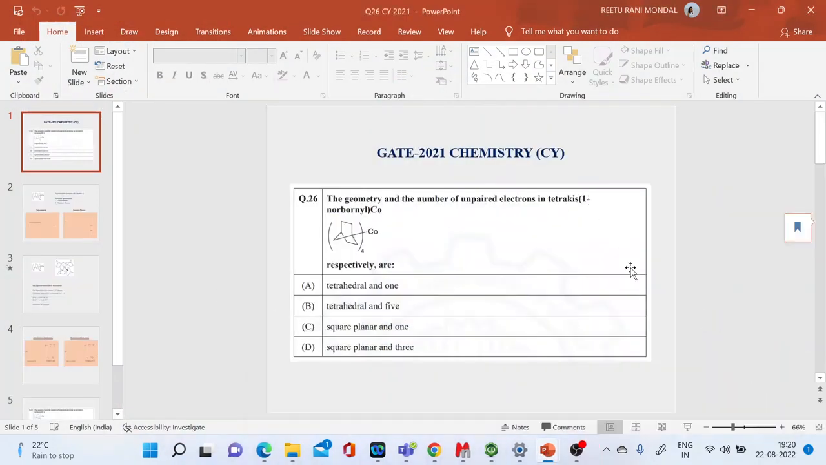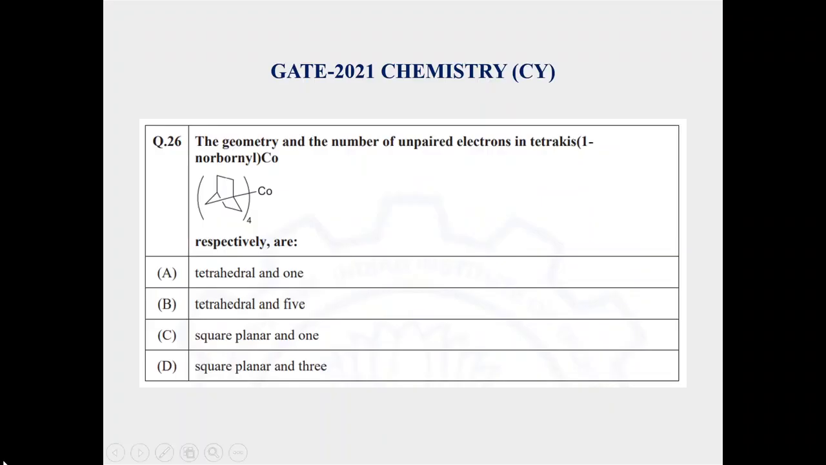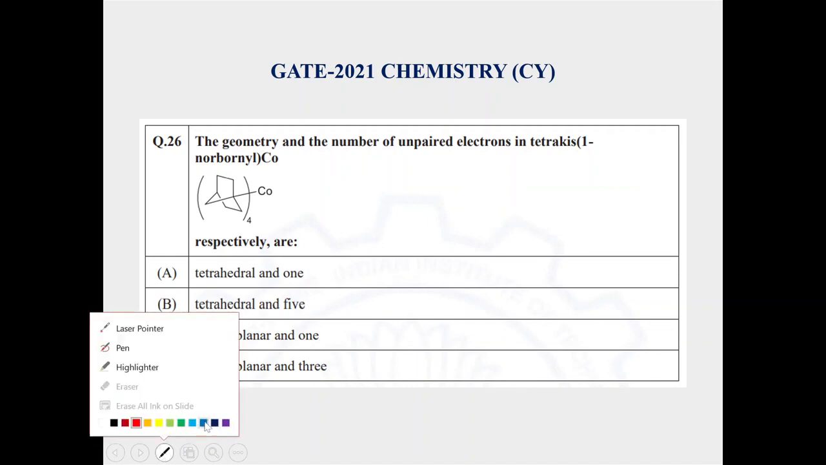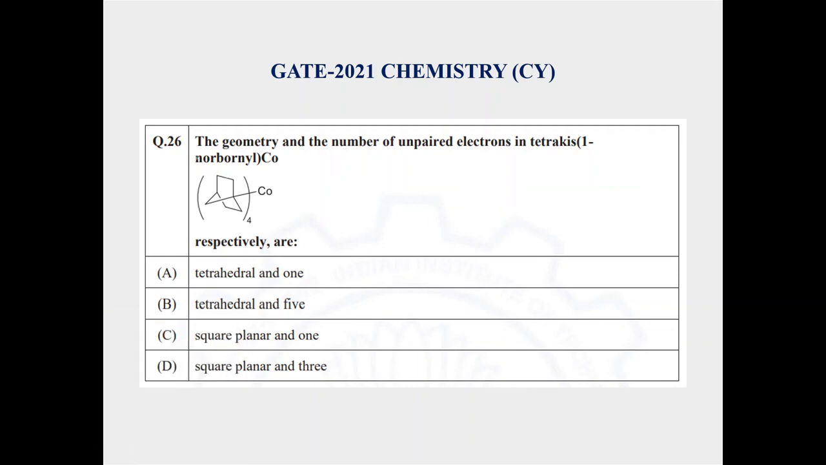So now moving on to this question. Question number 26. This also came in the GATE 2021 chemistry paper. Okay, so here the question is the geometry and the number of unpaired electrons in the tetrakis(1-norbornyl)cobalt complex. This is the complex. So what we are asked is what is the geometry of this complex and the total number of unpaired electrons.